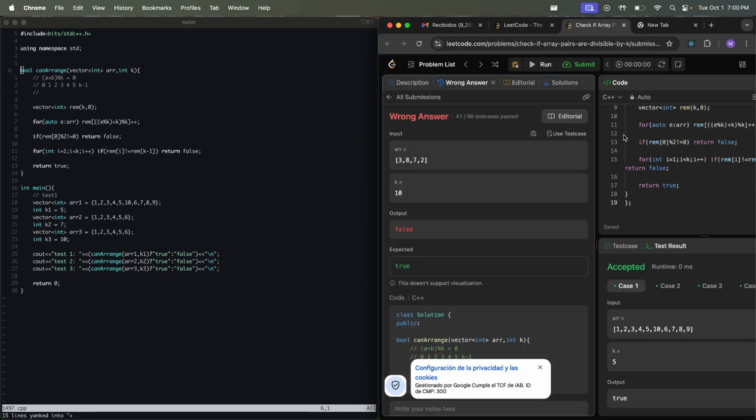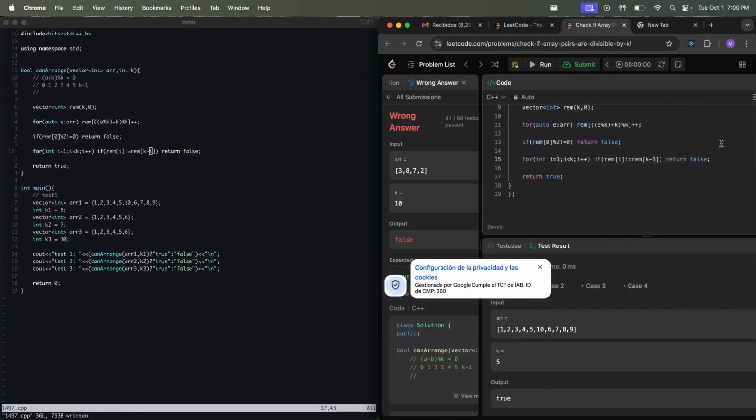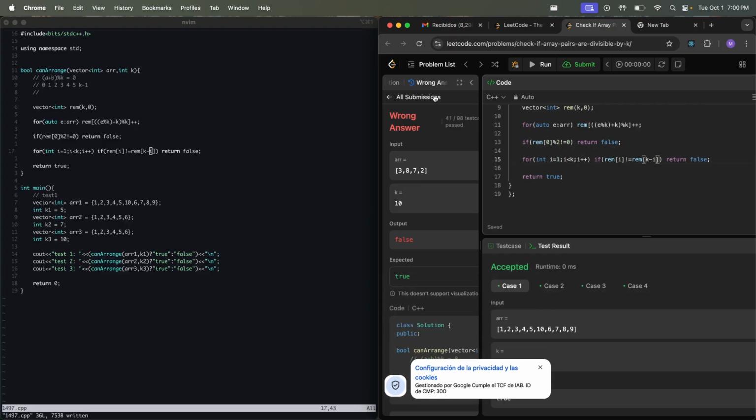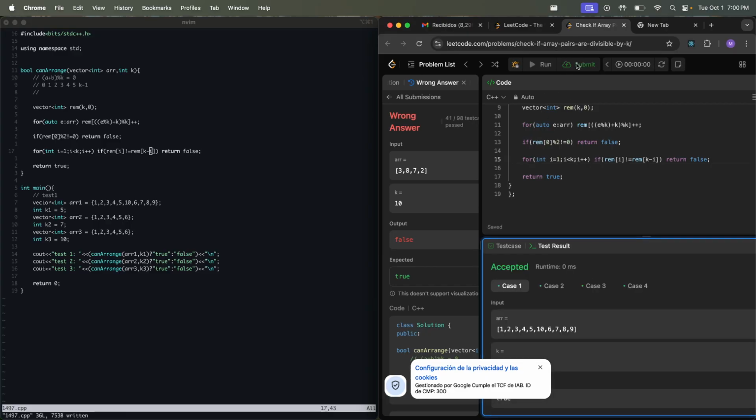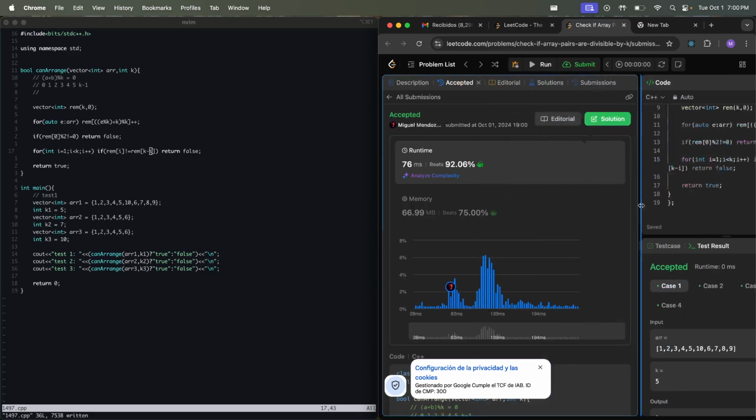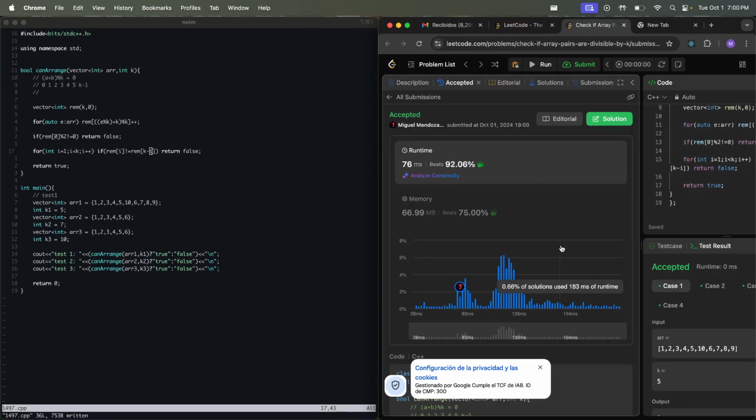Oh, we have a wrong answer here. Yeah, I have a typo here. This is not k minus 1, this is k minus e. Okay, it's accepted and it's very good at runtime because this is linear, we are only traversing the array once.